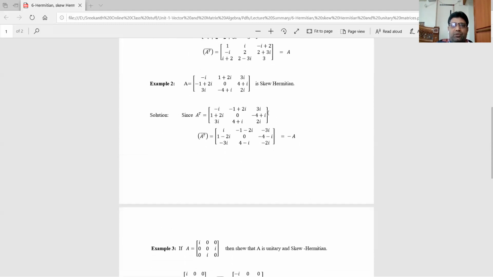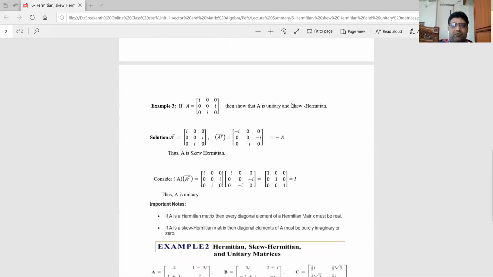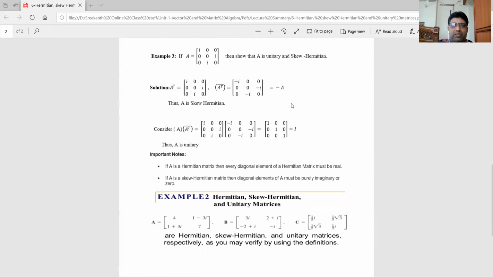Similarly, if you see the skew Hermitian matrix, whenever it is a skew Hermitian matrix, it must compulsorily satisfy one property: the leading diagonal entries, or principal diagonal entries, must be either purely imaginary or zero. So clearly, if you see here minus i, 0, 2i, they are purely imaginary or zero. So that is the one property which holds for a skew Hermitian matrix.